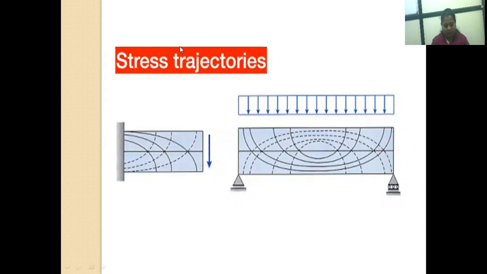Note that stress trajectories give the direction of principal stresses, but no information about the magnitude of the stresses. Full stop. So this is the theory related to stress trajectories.